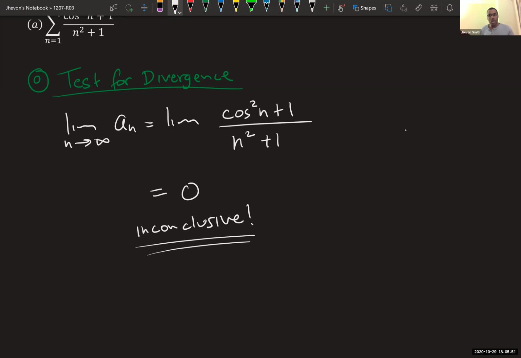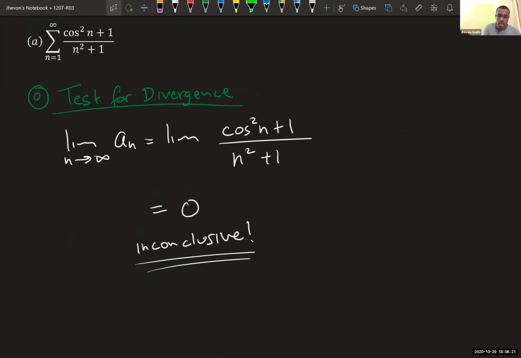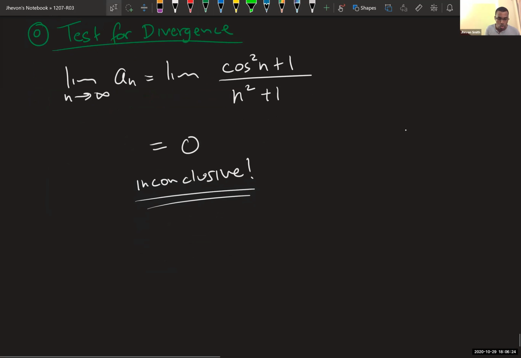If we had 1 over n, it goes to 0 and it diverges. If it has 1 over n squared, it goes to 0, but it converges. You cannot make any conclusion based on 0. You can only make a conclusion based on the non-zero output. If it's not 0, I know for sure it diverges. All other cases, I don't know. If it's 0, it's completely inconclusive. Okay, so for the test for divergence, I couldn't get out of it, so I'll move on to step 1.